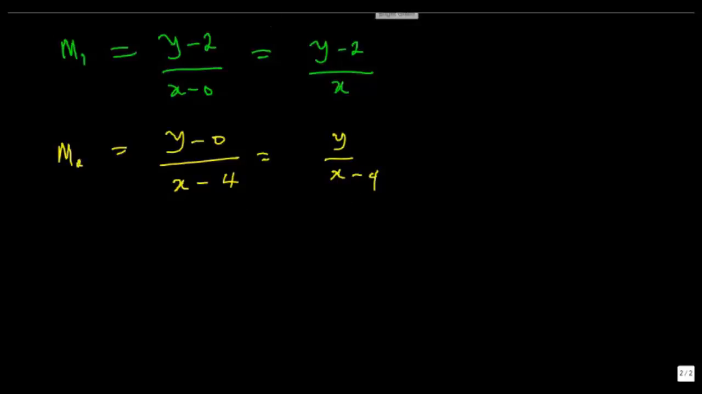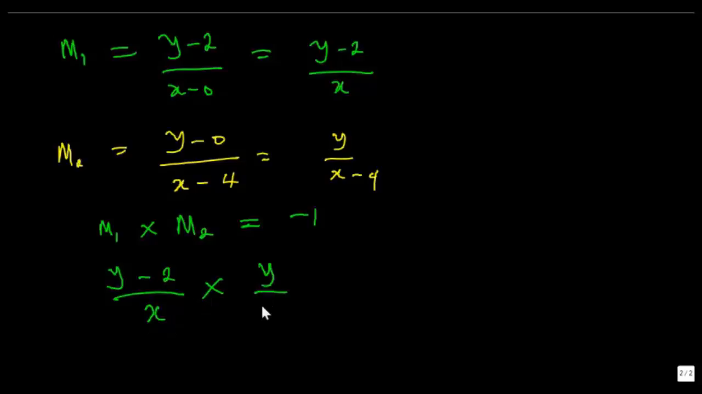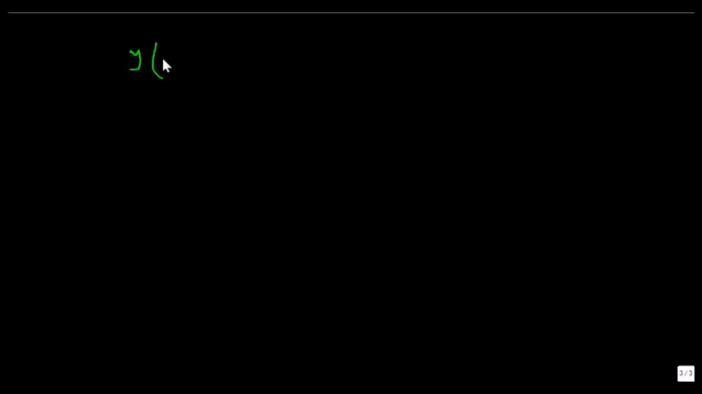And we know that M1 multiplied by M2 will give us -1. So we have y minus 2 all over x, multiplied by y all over x minus 4, equal to -1. This leaves us with y into y minus 2 all over x into x minus 4, equal to -1.